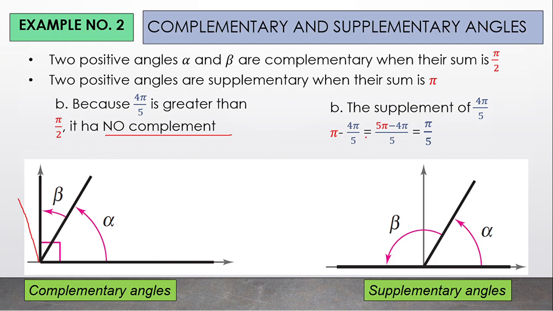So, again, LCD 5 divided by 1 is 5 times 1, 5 pi, minus 5 divided by 5 is 1 times 4. So 1 times 4 is 4, so 1 pi over 5. So, ang supplement daw ni 4 pi over 5 is pi over 5. So, pag pinag-add mo yung dalawang yan, ang sagot nila ay pi.